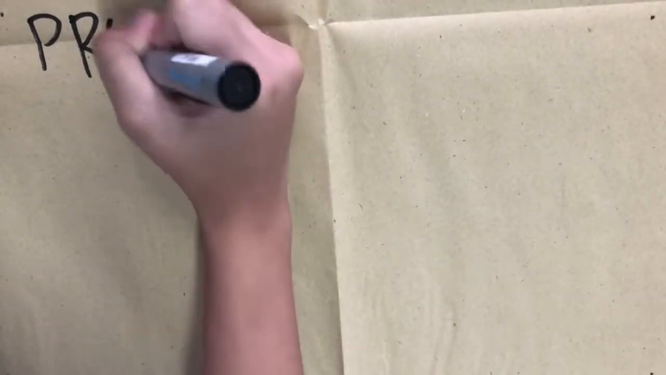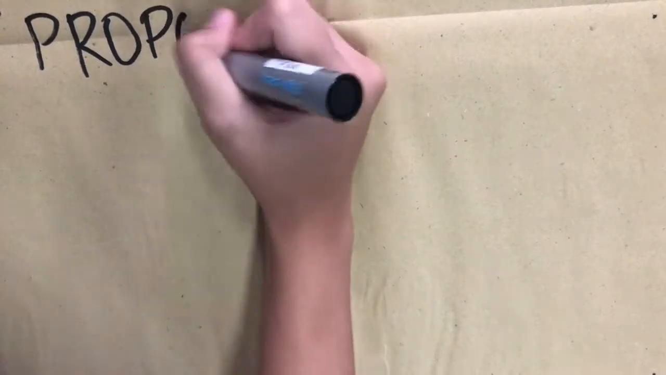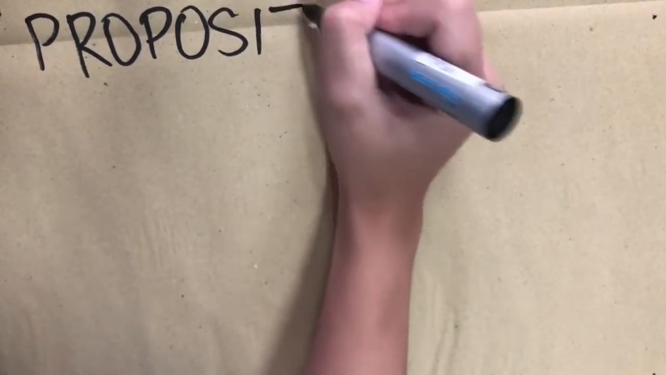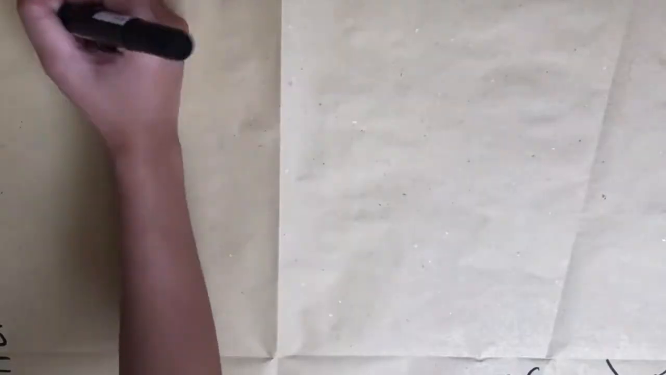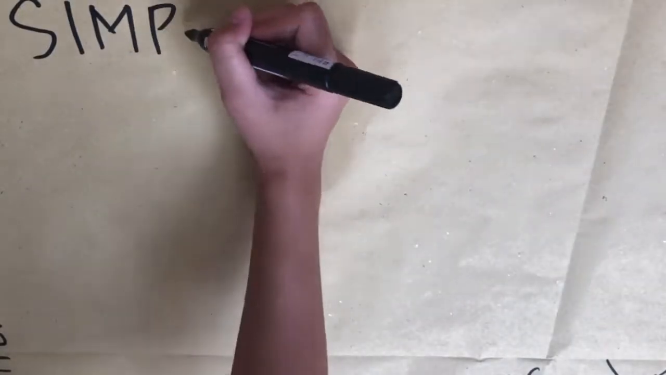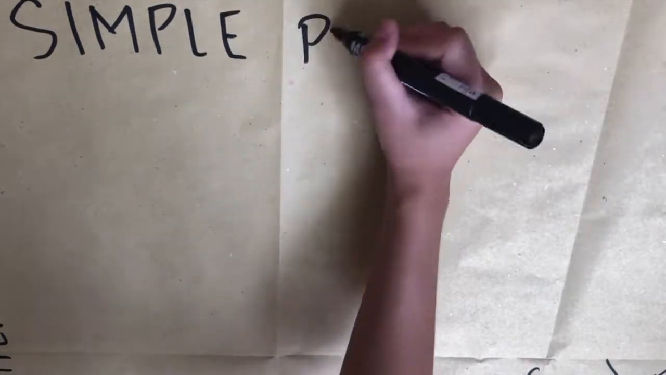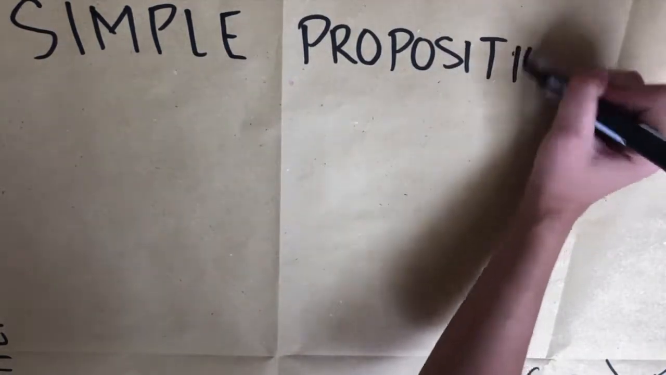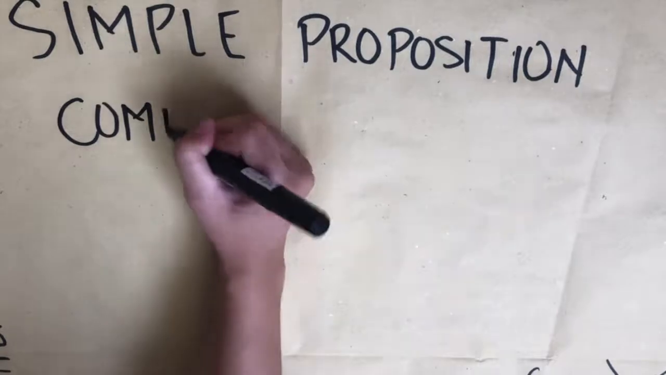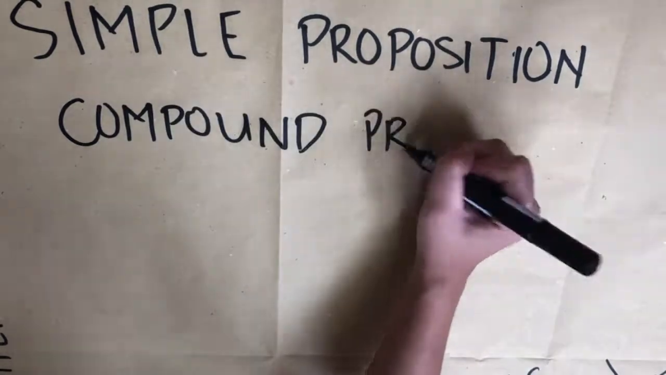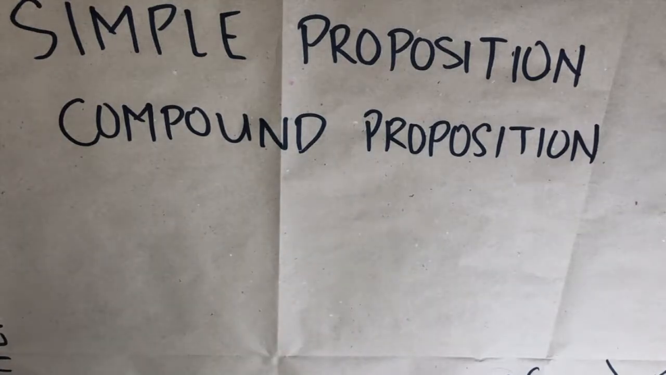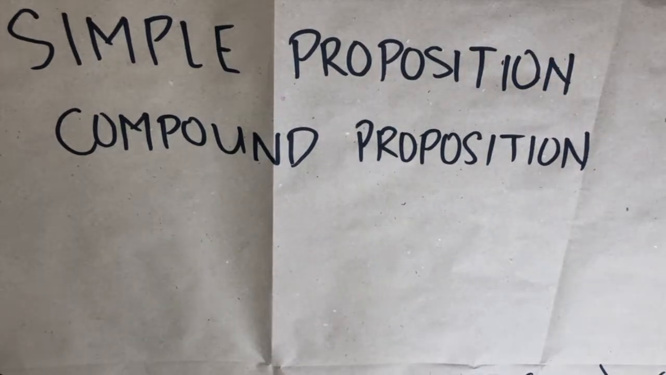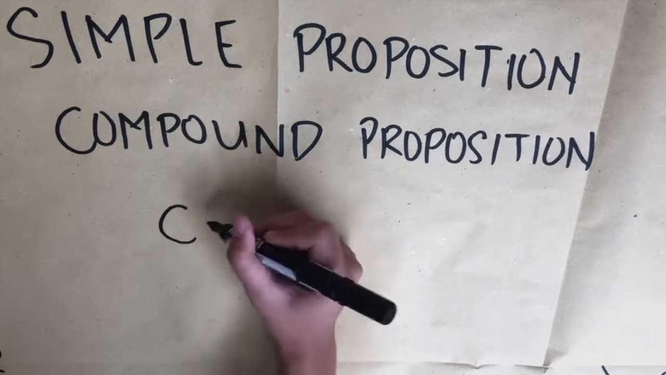Let's learn about propositions. A proposition is a declarative sentence that can be classified as true or false, but not both. Let's now talk about the two types of propositions: simple proposition and compound proposition. A simple proposition conveys one thought with no connecting words, while a compound proposition contains two or more simple propositions that are put together using connective words.